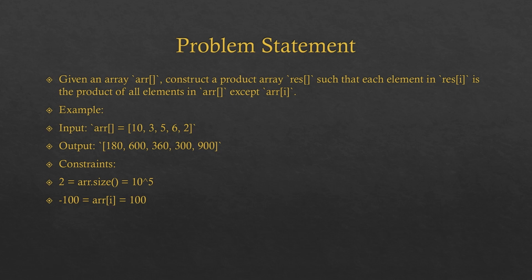Given an array ARR, our task is to construct a product array res, where each element res[i] is the product of all elements in ARR except ARR[i]. For example, with the input array containing the elements 10, 3, 5, 6, 2, the output should be 180, 600, 360, 300, 900. This problem has certain constraints, such as the size of the array being between 2 and 1 lakh elements, and each element ranging from minus 100 to plus 100.